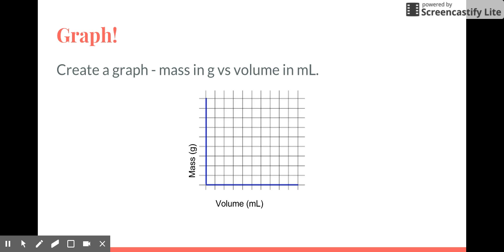Once you've created a graph with mass on the y-axis and volume on the x-axis, we can start to look for a relationship that takes place. So you're going to put your data on a graph. You can either hand draw or you can computerize a graph.